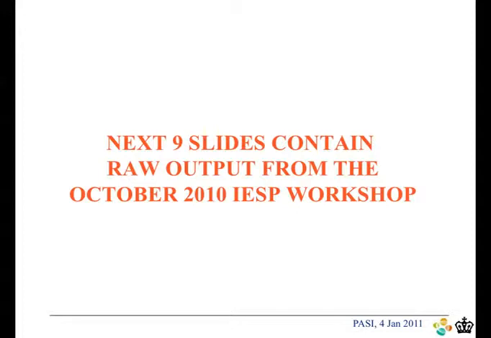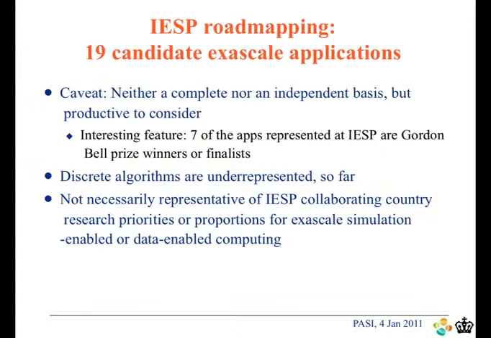Now, the next 9 slides contain some raw output from the applications group of the October 2010 International Exascale Software Project Workshop, which I happened to be the moderator of, and we tried to come up with some other examples besides oil where we could convince our governments to go headlong into exascale funding. And we came up, just because we were a random collection of people in the room, with 19 applications. This is not considered a complete set. It's not considered an independent basis.